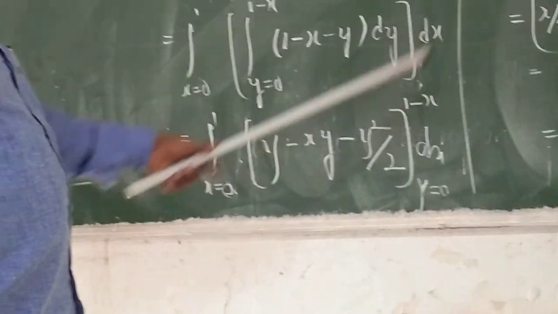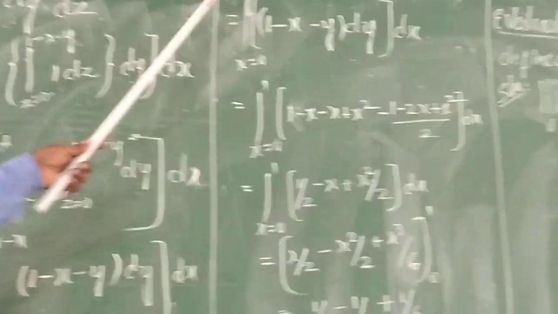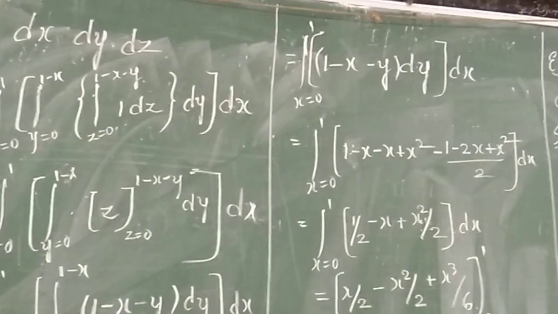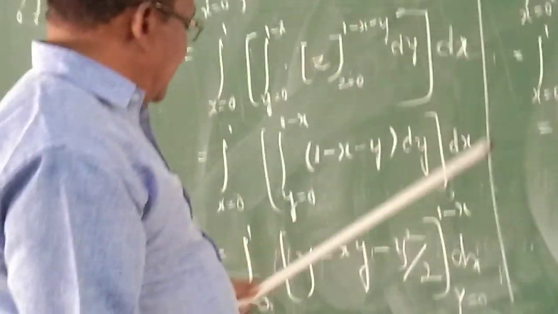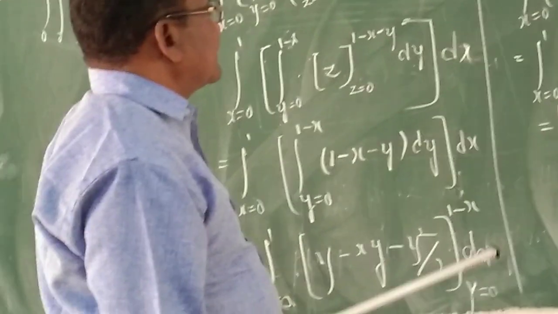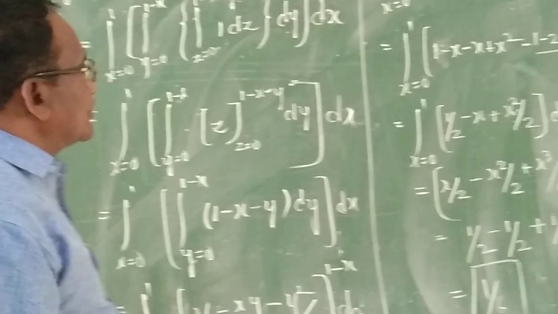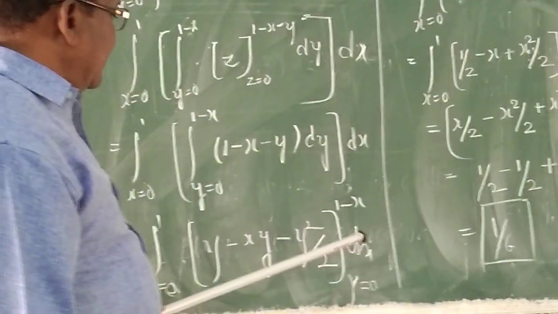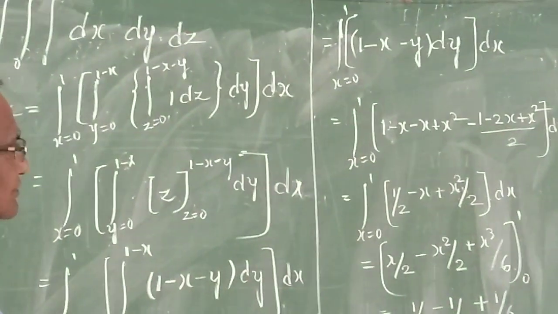Put y is equal to 1 minus x first, integral x from 0 to 1, take it as it is. Put y is equal to 1 minus x, 1 minus x minus x into y is 1 minus x, minus y squared by 2 means 1 minus x whole square divided by 2. Okay, and here y is equal to 0, if I put it will be 0.